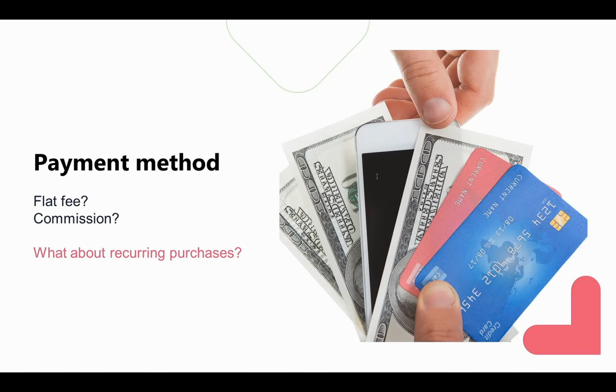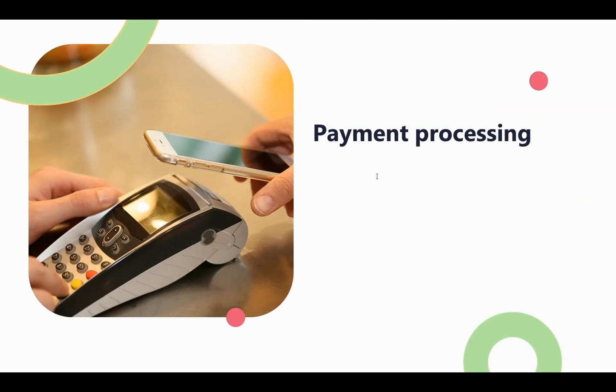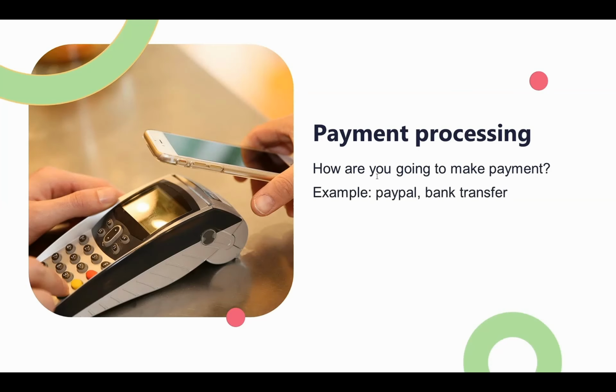Once you've determined your payment method, then you need to determine how you're going to process those payments. So how are you going to make payment to these different affiliates? For example, are you going to use PayPal or perhaps a bank transfer? And then when will you make this payment to the affiliates? Will you make it monthly, or will you implement a threshold, where they will only get paid once they've hit a certain amount of earnings, let's say $50 or something? We will look into this a little bit later on when we're talking about the different networks.